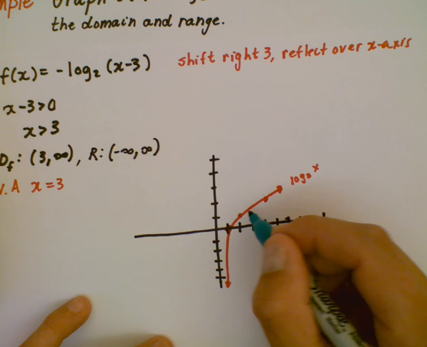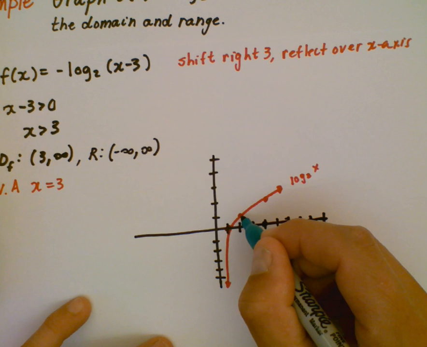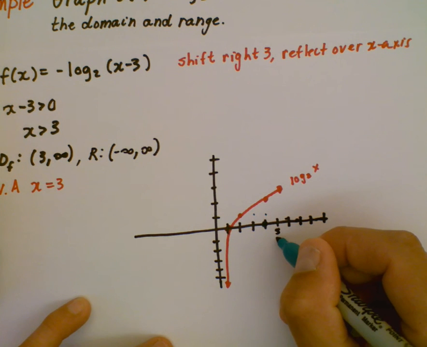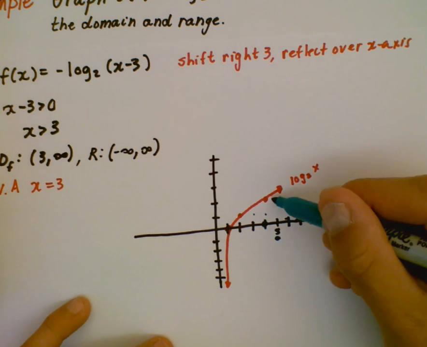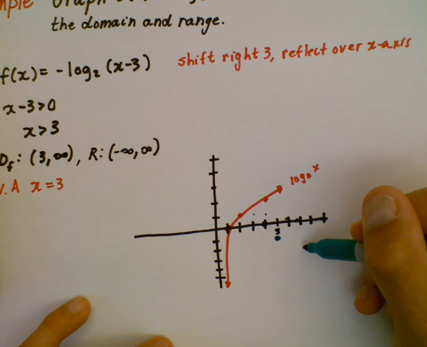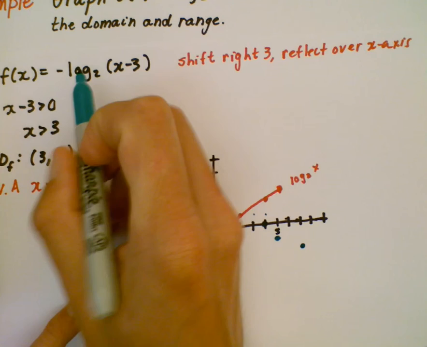So the first point we'll reflect is this one, 2, 1. So we're going to go 1, 2, 3 units right, and then we're going to take the opposite of 1, which is negative 1, so it puts us right here. Our last point here, 4, 2, we're going to go 3 units right, 1, 2, 3 units right, and then that becomes negative 2. So that's how we account for that negative right here.